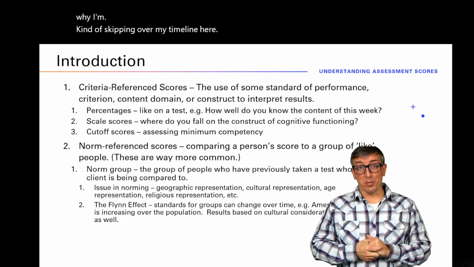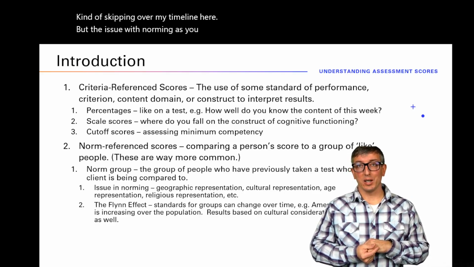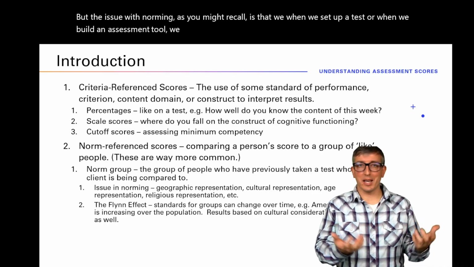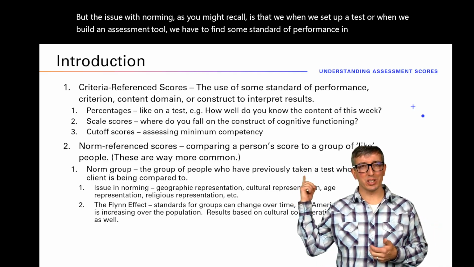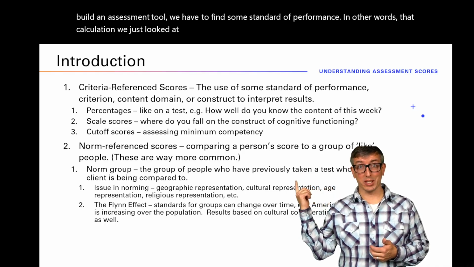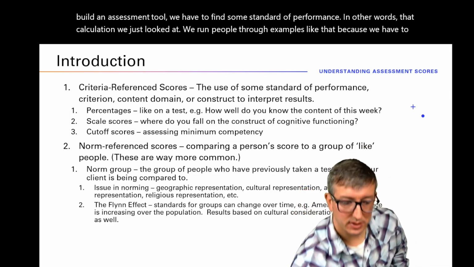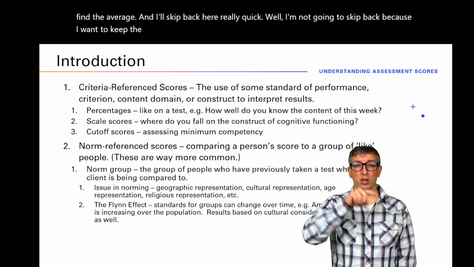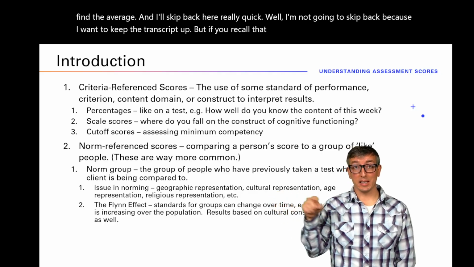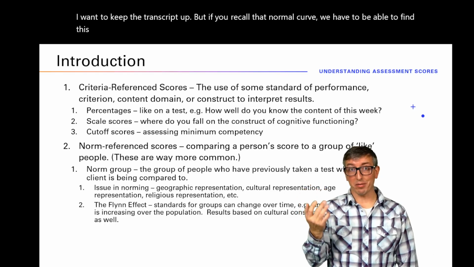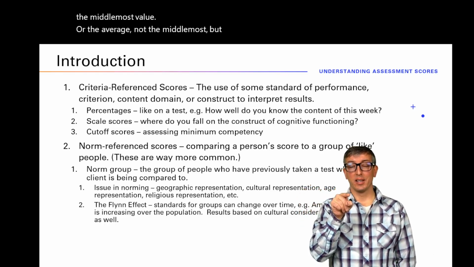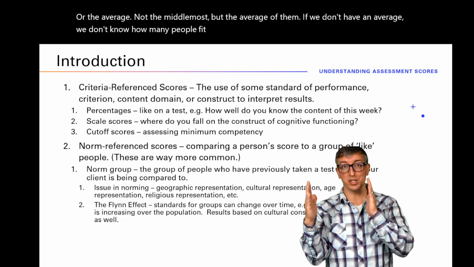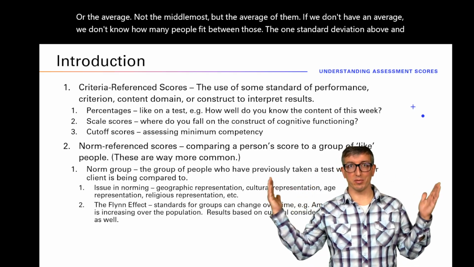But the issue with norming, as you might recall, is that when we set up a test or build an assessment tool, we have to find some standard of performance. In other words, that calculation we just looked at, we run people through examples like that because we have to find the average. If you recall that normal curve, we have to be able to find the average. If we don't have an average, we don't know how many people fit between 1 standard deviation above and below, and 2 standard deviations, 3 and 4, etc.